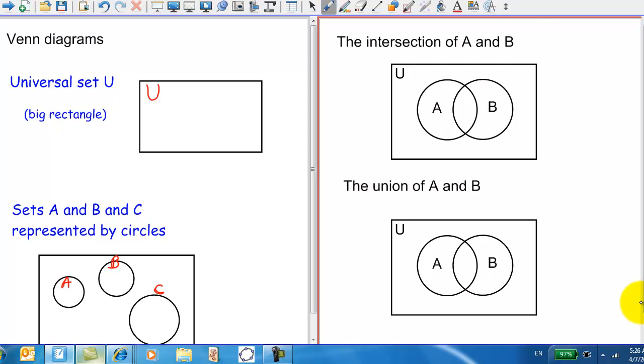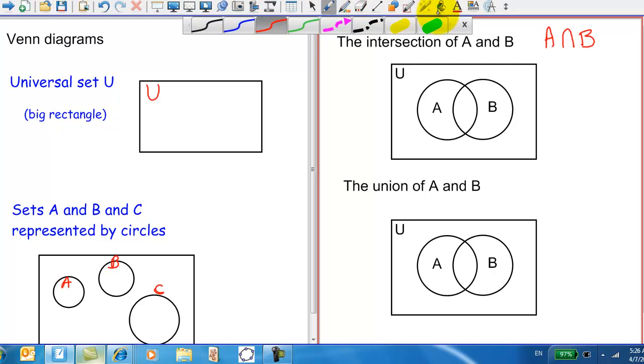So the intersection of A and B is denoted like this, A ∩ B. And it's those things that will make both sets true. So it's got to be the members that are in both sets, not in either set, the ones in both. So we're going to shade in the overlap here like this. That's how we represent A intersection B.